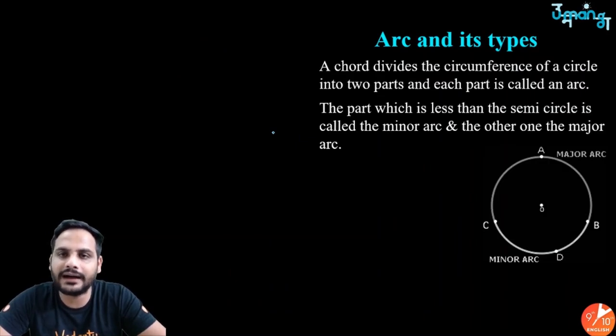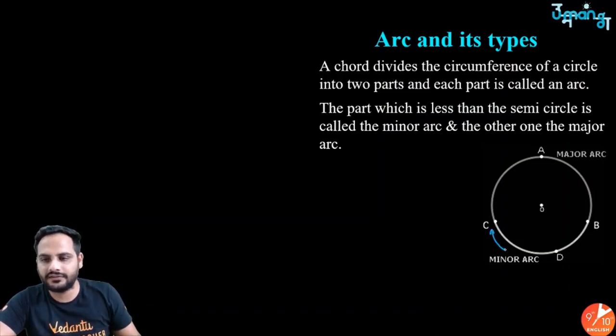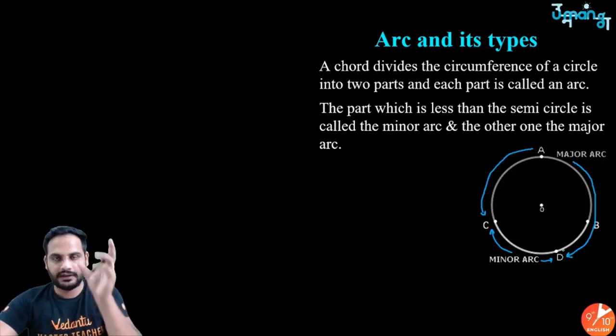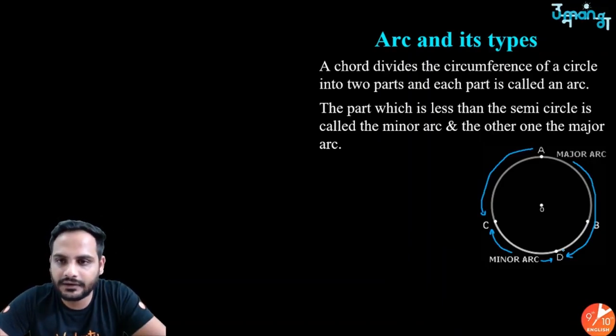Arc and its types. An arc is a part of a circumference. Suppose I take any part of the circumference, say CD. If CD represents the minor arc, the remaining CAD will represent the major arc. Any part of the circumference, if it is smaller, is a minor arc, and the remaining one is called the major arc. The part which is less than a semicircle is called a minor arc. If it is more than a semicircle, it will be a major arc.